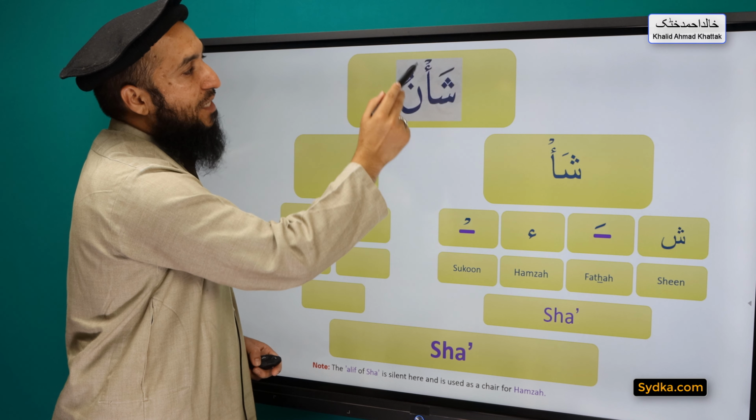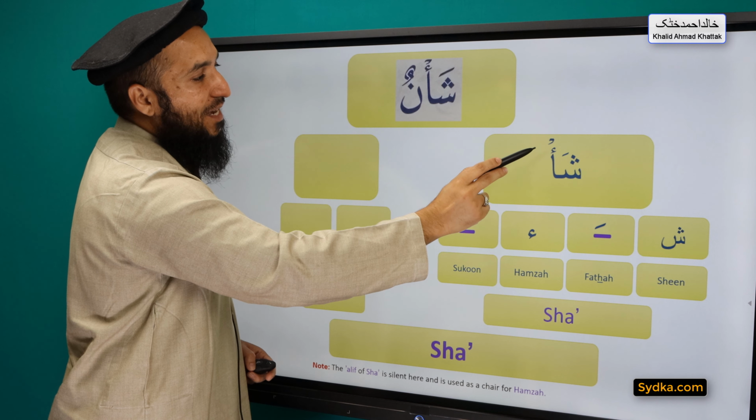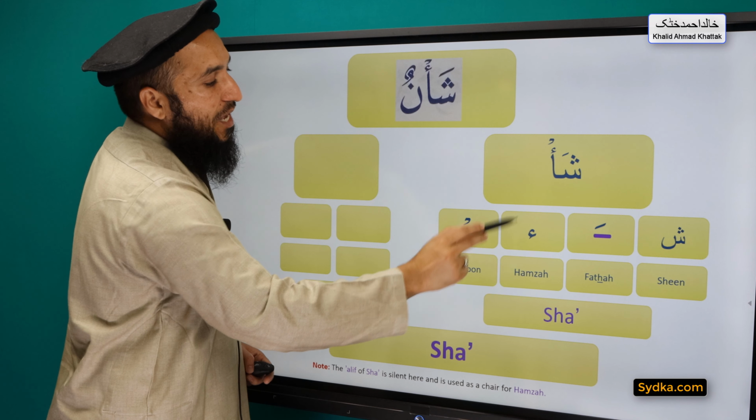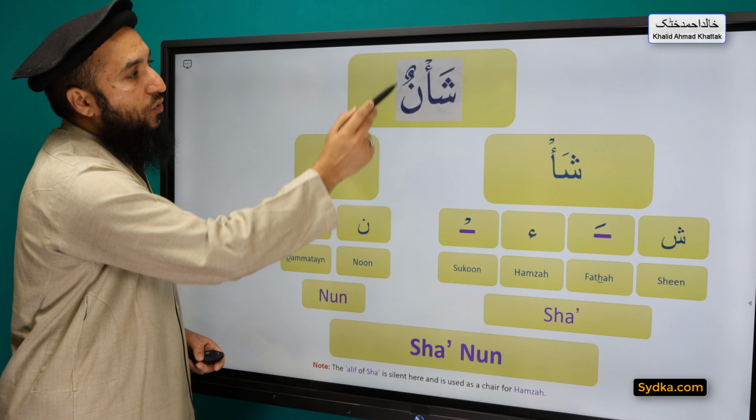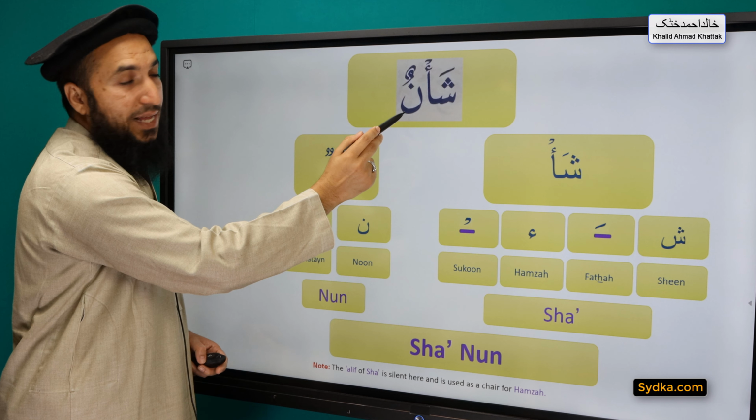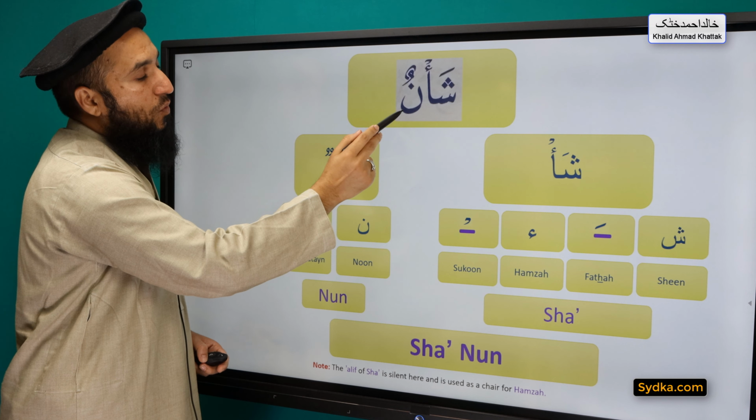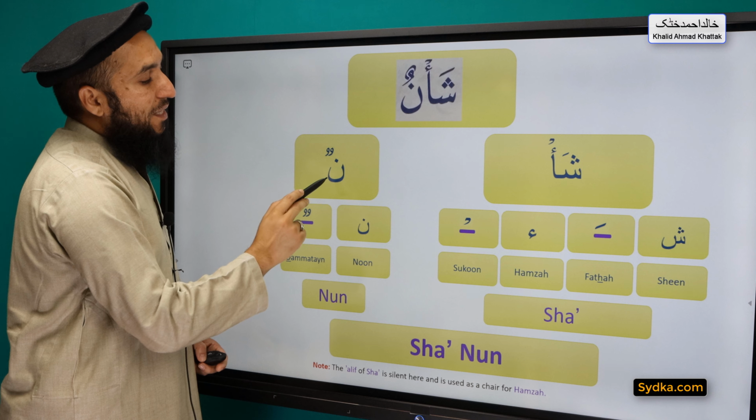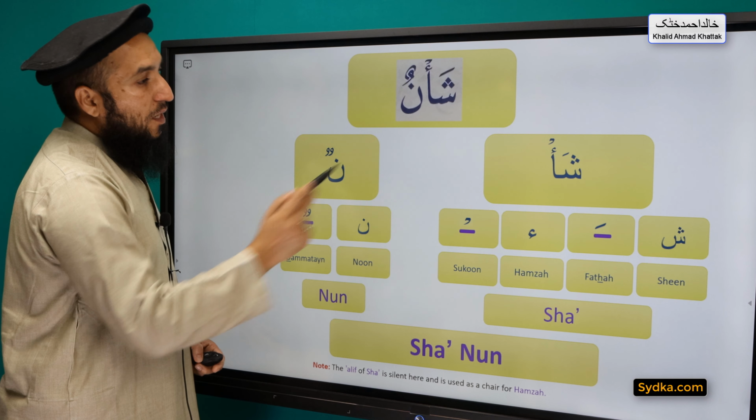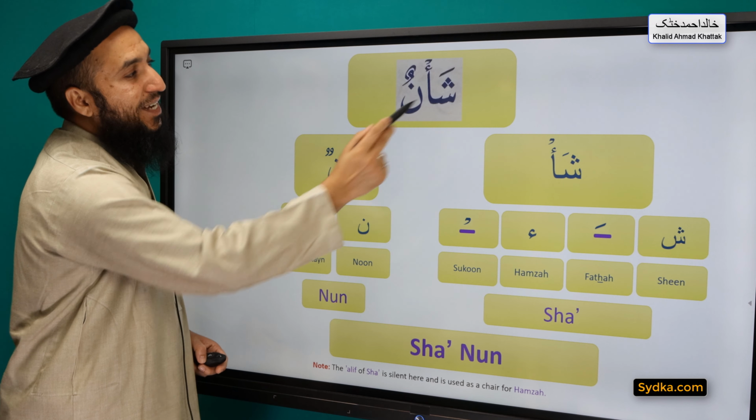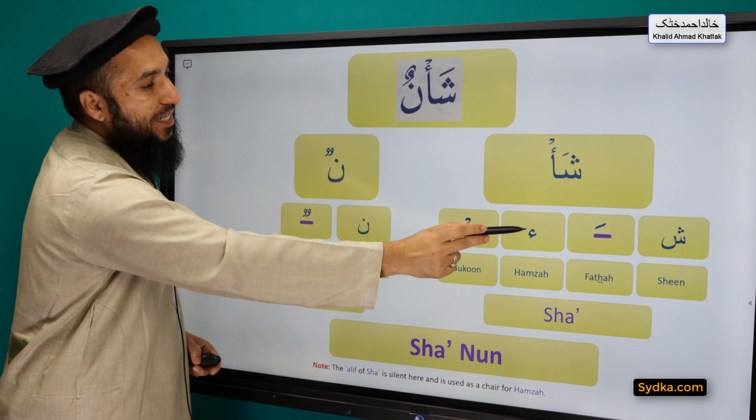Sheen fatha hamza sukun sha. The second syllable is noon dhammatain nun. Noon is a light letter and it has dhammatain on top of it. Noon dhammatain nun. Combining both syllables together, we have sha'nun.